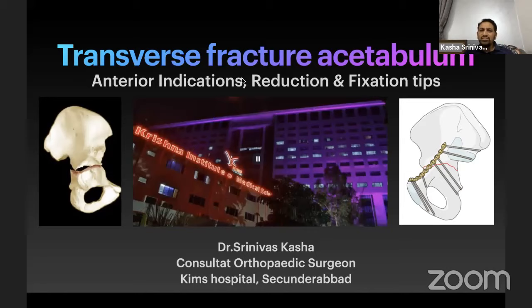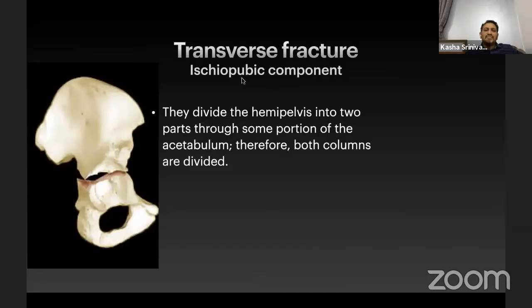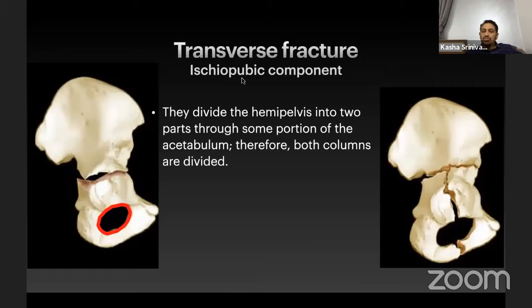So as we have seen, the fracture line in a transverse fracture divides the hemipelvis into two parts through some portion of the acetabulum. Therefore, although both columns are divided, it is not a both column fracture. The ischiopubic component is intact. The integrity is maintained, and that is represented radiologically by obturator ring intactness. If that is broken, either by the inferior pubic ramus, the integrity of the ischiopubic component is gone, then it could either be a bicolumnar or a T-shaped or any other complex kind of fracture.